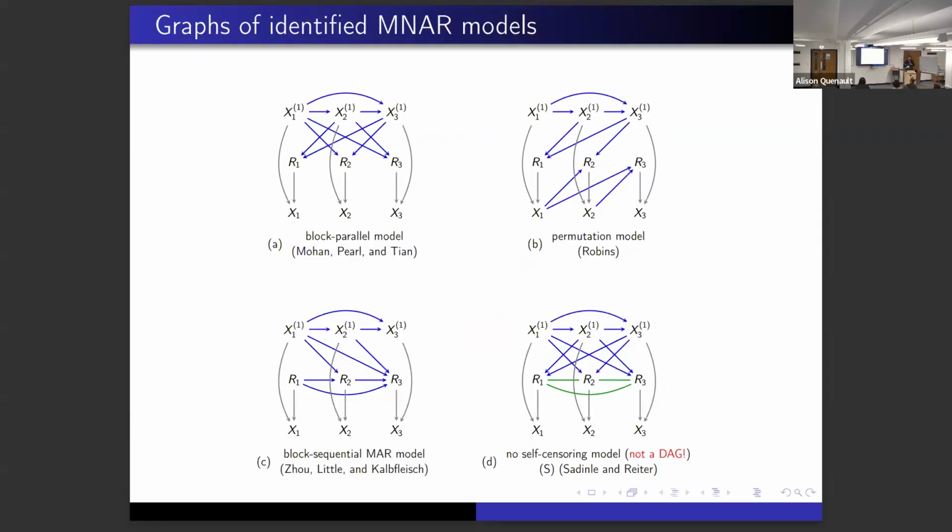Here are some graphs that correspond to identified models that are missing not at random. They're all for 3 variables. There are k-variable versions of all of these, but they wouldn't fit on the slide. The top left is Karthik's model, the block parallel model. The top right is Jamie's model, the permutation model for 3 variables. The bottom left is the block sequential MAR model for 3 variables. And the bottom right is something called the no self-censoring model.